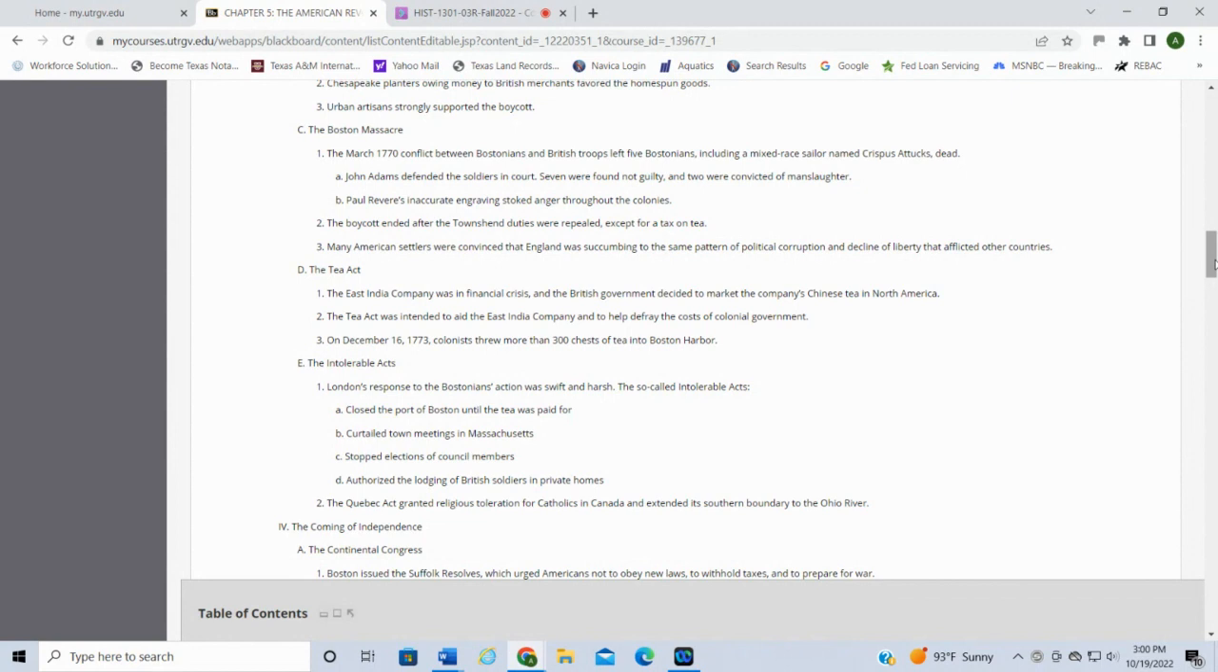And so the people, of course, were not liking that. They did not trust the redcoats there. So you did have a situation where some of the colonists were throwing snowballs at them, and then the British retaliated. John Adams famously defended the soldiers in court. Seven were found not guilty, and two were convicted of manslaughter.